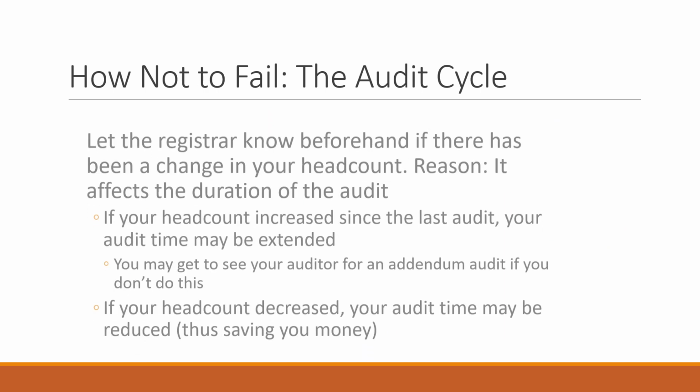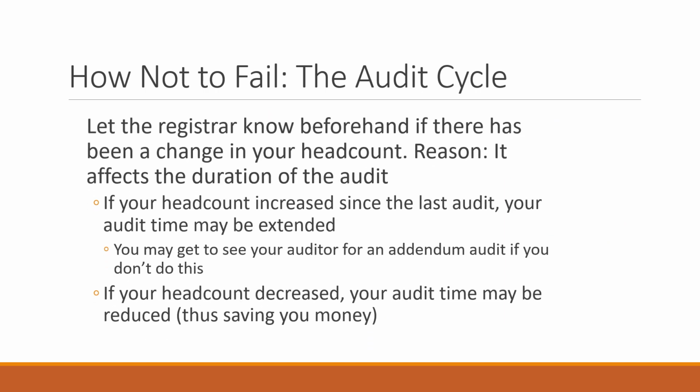So here's how not to fail in the audit cycle. First thing is you have to let the registrar know beforehand if there's been a change in your head count. And the reason is it affects your duration of the audit. If your head count increased since the last audit, your audit time might be extended. And if your head count decreased, your audit time might be reduced. You may get to see your auditor for an addendum audit if you don't do this. And I can tell you a couple of stories of how this actually happened.